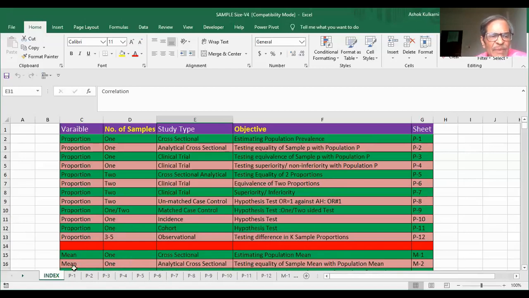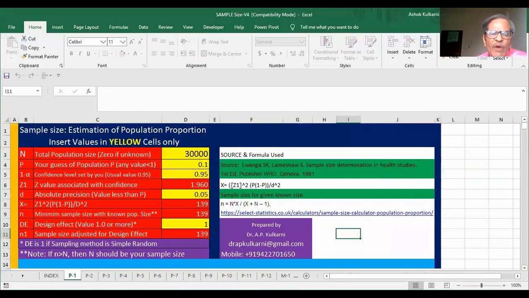And if the variable is mean, then the sheet label starts from M: M1, M2, M3, something like this. And the miscellaneous sheets are given different numbers. So for example, if we want to calculate the sample size for this type of example, you go to the sheet number P1.